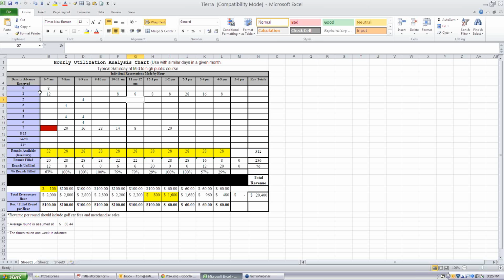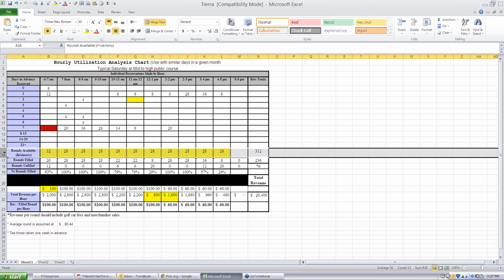So to review really quickly how this sheet is laid out, we'll go over it quickly here. Days in advance is the left-hand column. This whole column right here is all days in advance. How many days in advance you're going to book your time, and that's where you put in the numbers. Across the top is 6 o'clock, obviously the hours of the day. How many people booked in those hours? Down here we have your rounds available. How many rounds are available per day, per hour. And then we use how many rounds you actually filled.